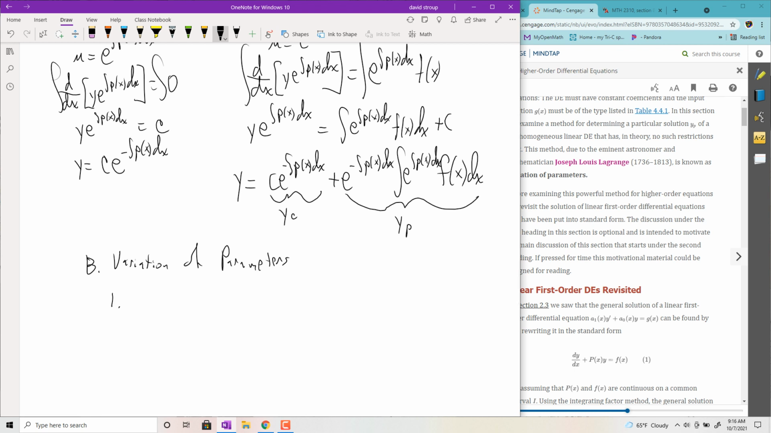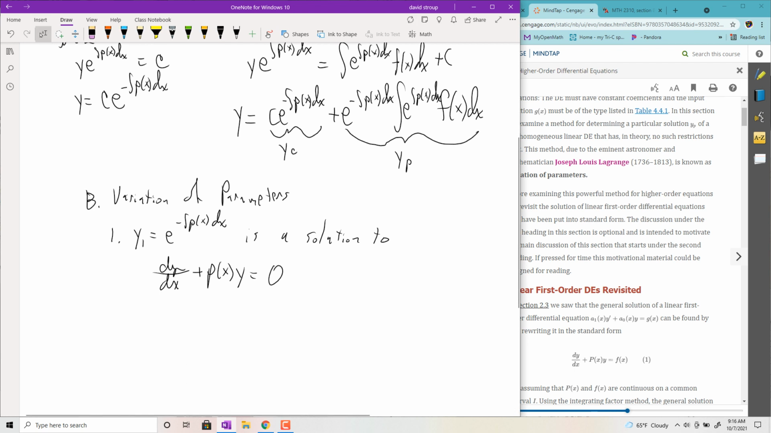But anyways, first we note that we already have the solution to the homogeneous version here, right? So we'll say y1 equals, and instead of putting a constant in front of the complementary part, we're going to just use e to the negative integral of p of x dx. So this thing is a solution to the homogeneous version, dy over dx plus p of x y equals 0.